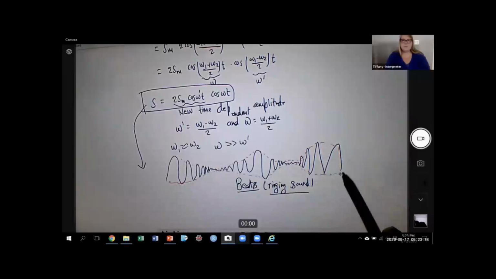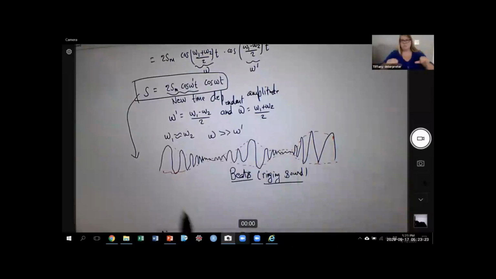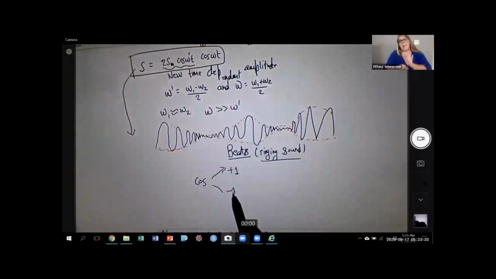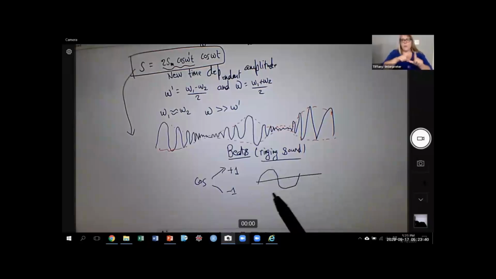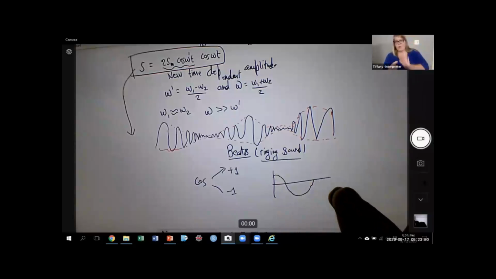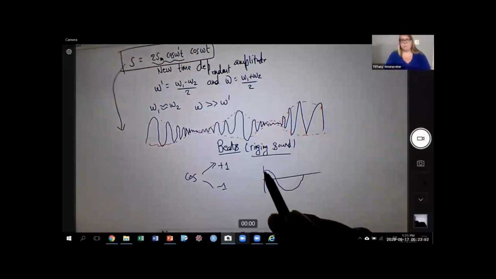That's what you get if you plot that, and that's simply called beats. So what's the beat frequency then? The cos variation is +1 to -1, right? The maximum and minimum values of cos are +1 to -1. For one full cycle, the cos will vary from maximum to minimum, if you plot the cos, like this, for the whole cycle.